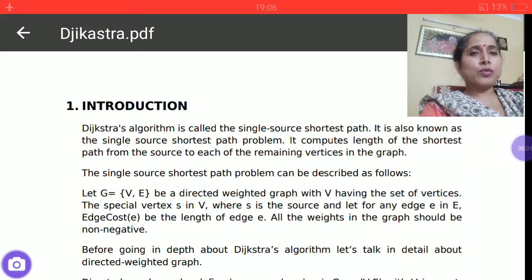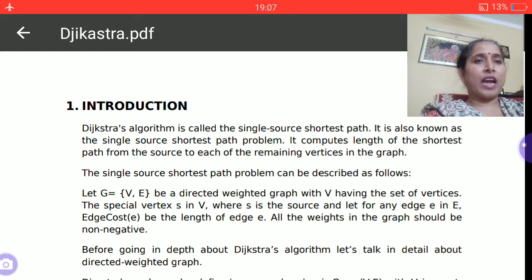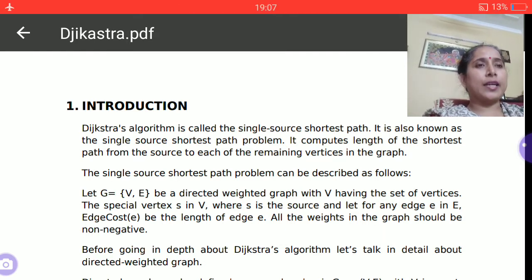Good morning, students. Now, in this lecture, we are going to talk about the last algorithm of graph theory, which is Dijkstra's algorithm. Dijkstra's algorithm, as you can see on your screen, is basically a shortest path algorithm. Basically, it is a distance finding algorithm.